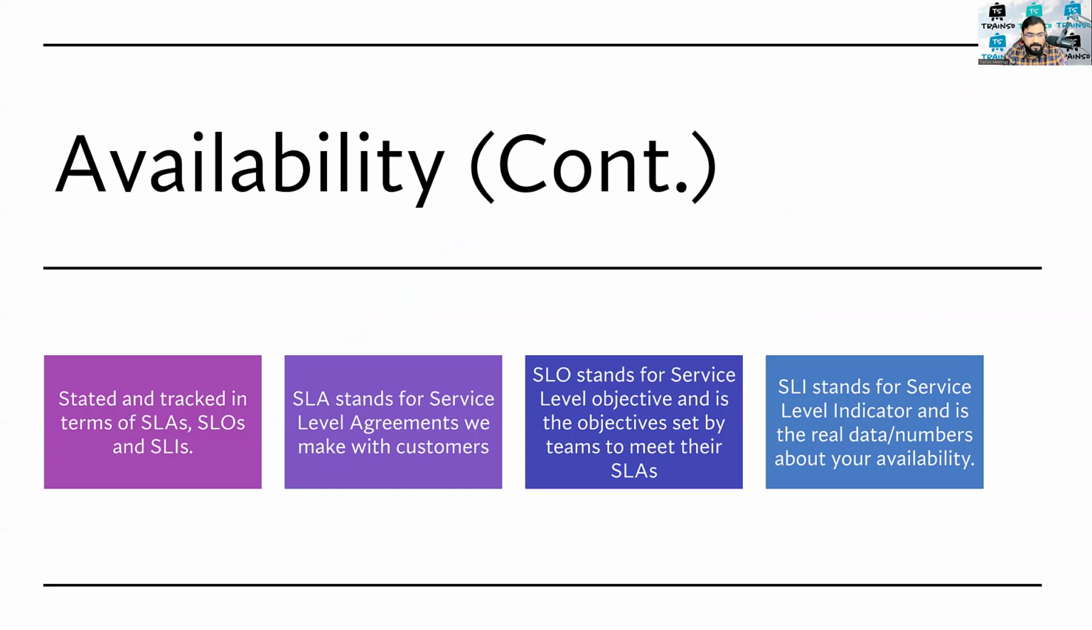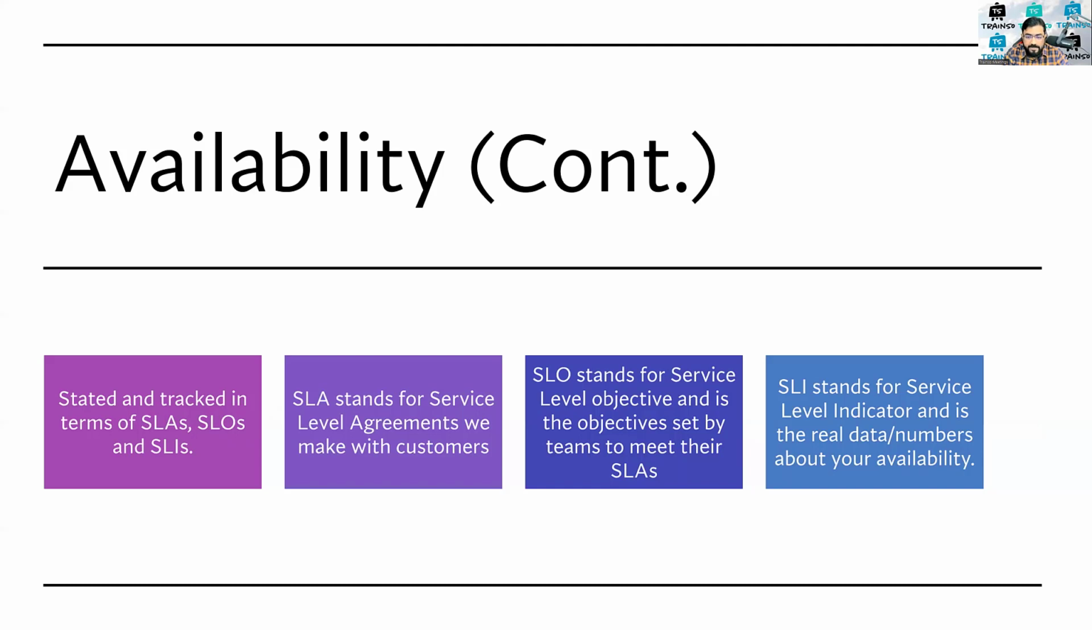Availability in general is stated and tracked in terms such as SLAs, SLOs, and SLIs. SLA stands for service level agreements we make with the customers. SLO stands for service level objective and is the objectives set by teams to meet their SLIs. And finally, SLI stands for service level indicator and is the real data or numbers about your availability.